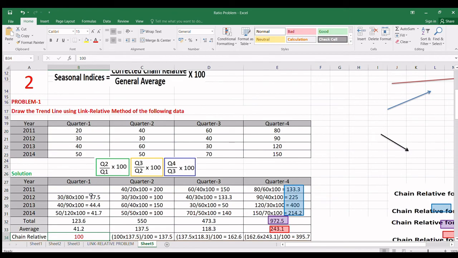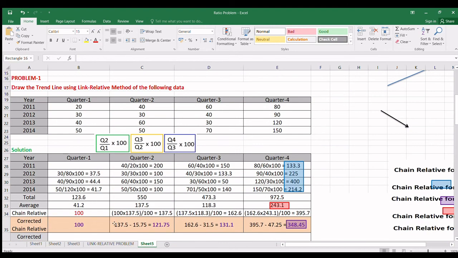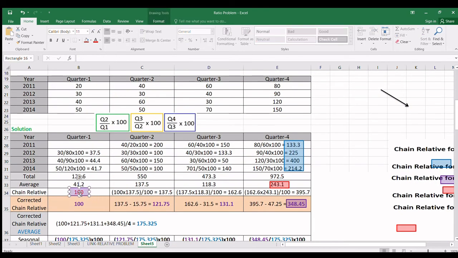I'm assuming 100 percent, so I'm going to proceed with 100. My first value for the chain relative is 100, and on the basis of this 100, I'm moving forward. First value is this. So how do you find the chain relative?